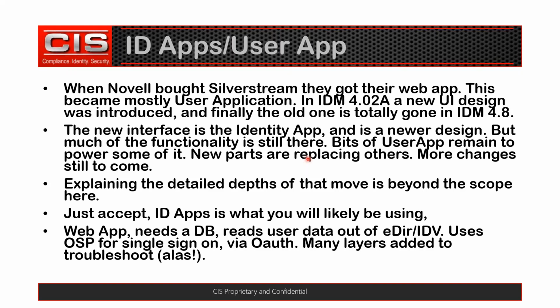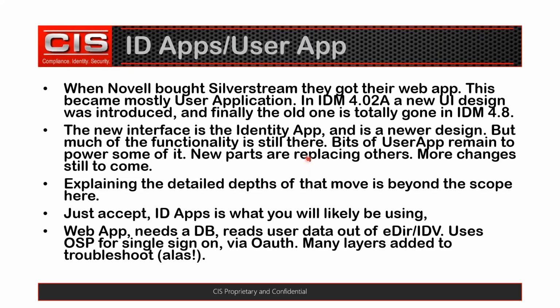Parts of the user app still remain because under the covers they're still using the same functionality. They've just changed the top-end GUI, and new parts are replacing others. In every release they're migrating more bits and pieces over. Explaining how they're doing it under the covers is important for troubleshooting, but I can't get into that here. So Identity Apps is what you're going to be using, because in 4.8.2 and higher you have no choice. So you might as well.